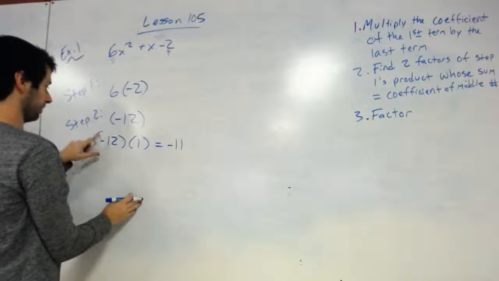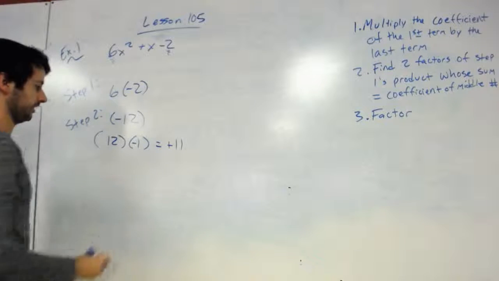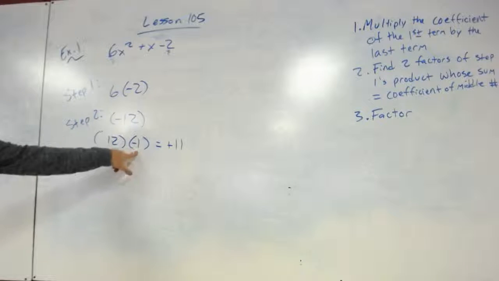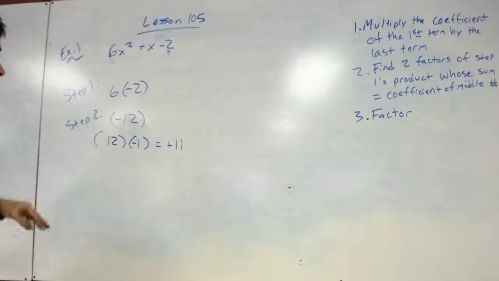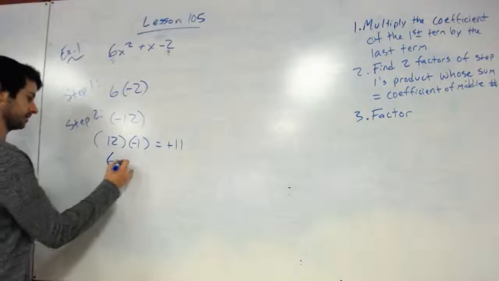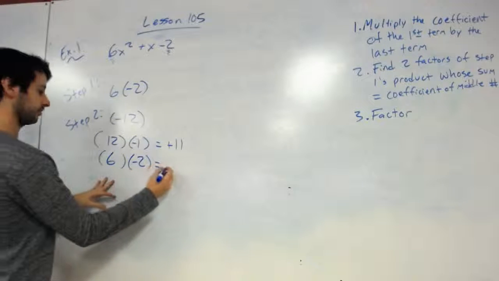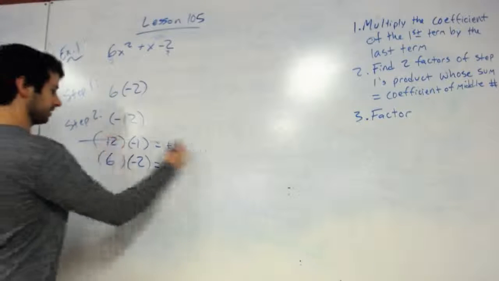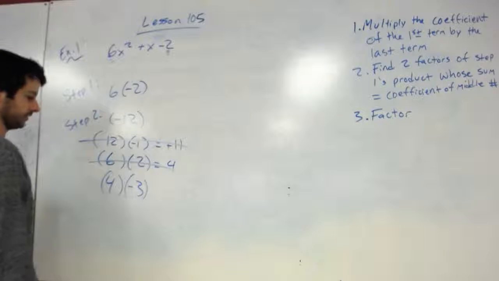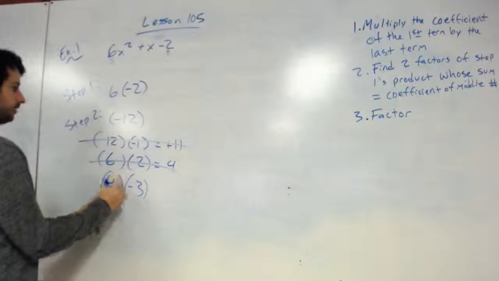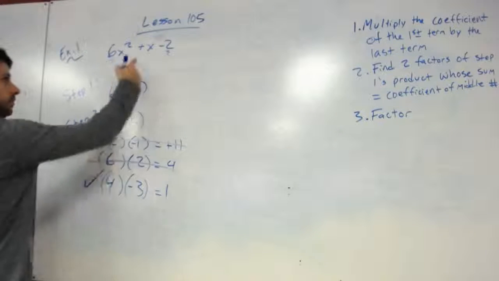So that wouldn't work. Well, what if we change the signs? Well, that would equal a positive 11. So those two factors don't work because their sum is 11, and we want it to be a positive 1. What's another factor? All right, well, 6 and negative 2. Do those add up to be 1? Nope, those add up to be 4. So that doesn't work. Last option here, it's 4 and negative 3. Those equal negative 12, but add up to be a positive 1, which would be what we need.